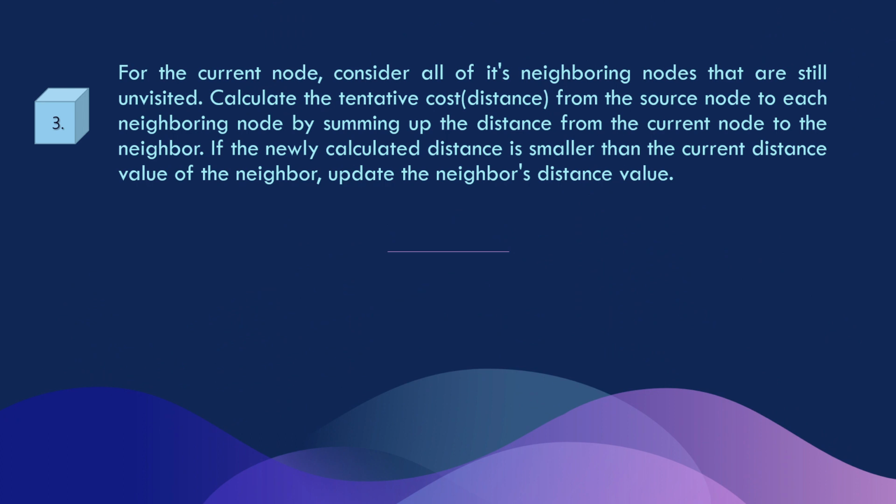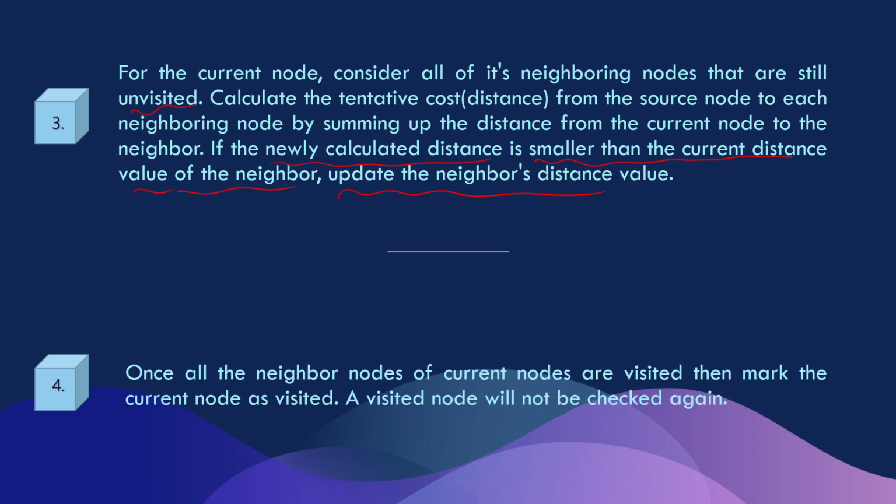In the third step, for the current node, consider all of its neighboring nodes that are still unvisited. Calculate the tentative cost from the source node to each neighboring node by summing up the distances from the current node to the neighbor. If the newly calculated distance is smaller than the current distance value of the neighbor, update the neighbor's distance value. In the fourth step, once all the neighbor nodes of the current node are visited, mark the current node as visited. A visited node will not be checked again.